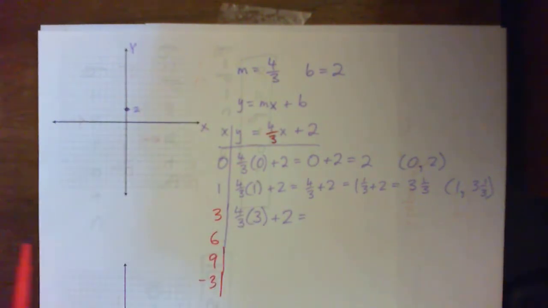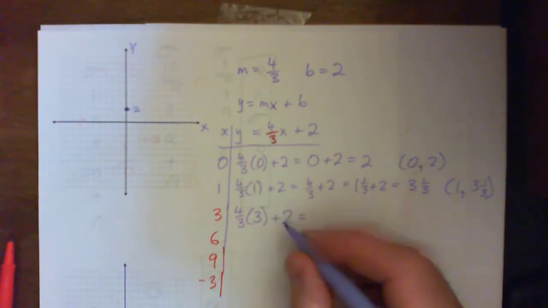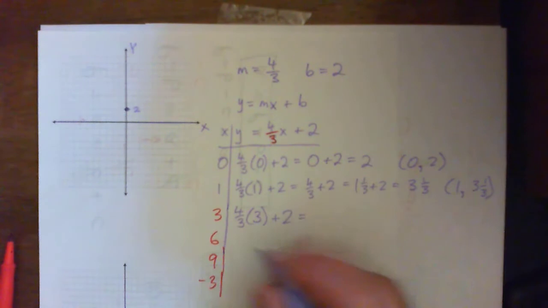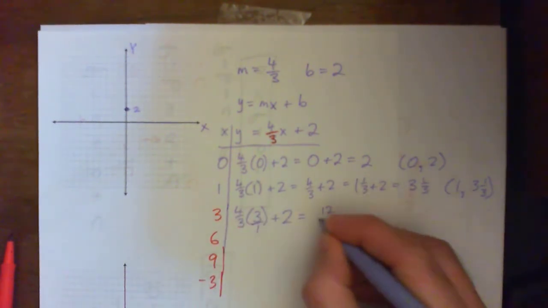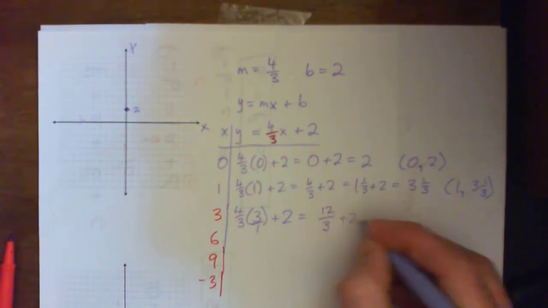So, but in any case, 4/3 times 3 plus 2. So 4/3 times 3. Well, 3 is 3 over 1. So if you want to, you could go 4 times 3 is 12, over 3 times 1 is 3. So you got 12 over 3 plus 2, right?